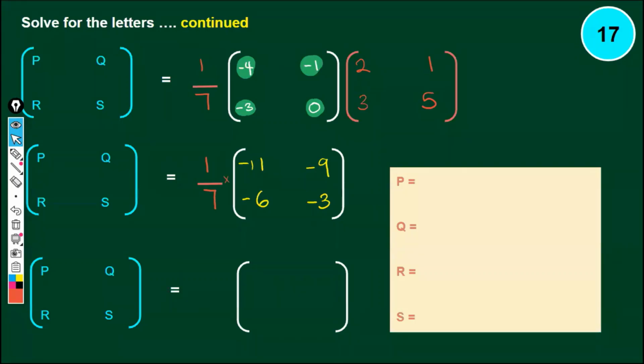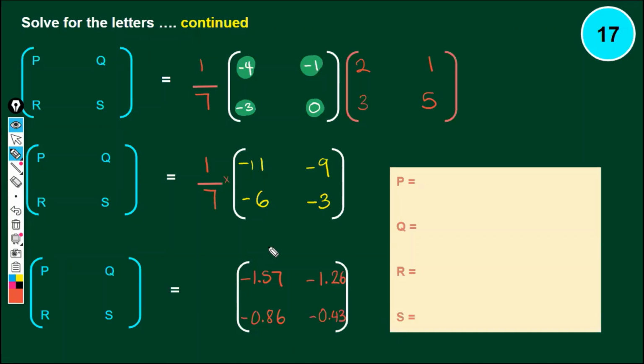So let me begin working on those values. Get in some crazy numbers. Right? You can round them off, obviously. 11 divided by 7, you get minus 1.57. 9 divided by 7, minus 1.26. 6 divided by 7, minus 0.86. And the last one is minus 0.43. That seems about correct.